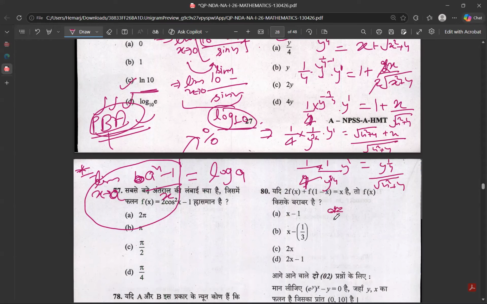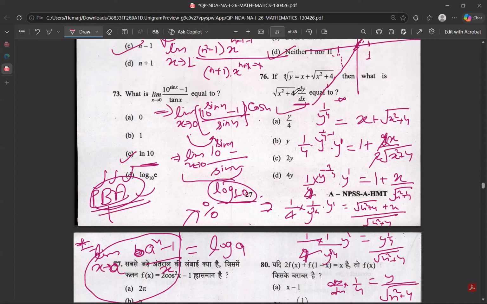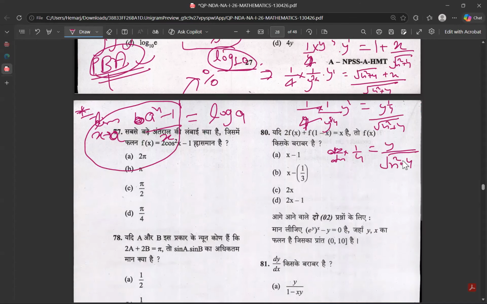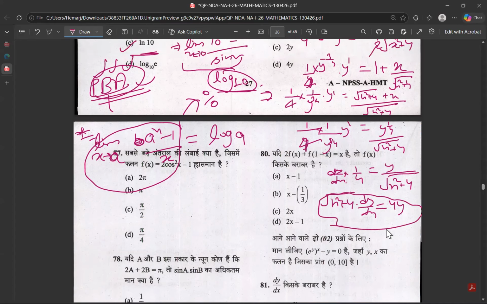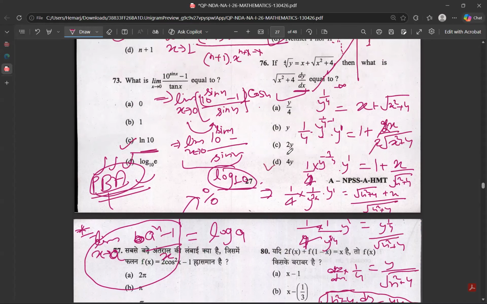So dy by dx into 1 by 4 is equal to y divided by root x square plus 4. Now if you see, we have to find out root x square plus 4 into dy by dx. What if we take this root x square plus 4 on the left hand side? So this whole will become root x square plus 4 into dy by dx, and take this 4 to the right hand side. So this will become 4y. So this will be the answer that we have to calculate, the value of root x square plus 4 into dy by dx, that is 4y. So the correct option is option D.